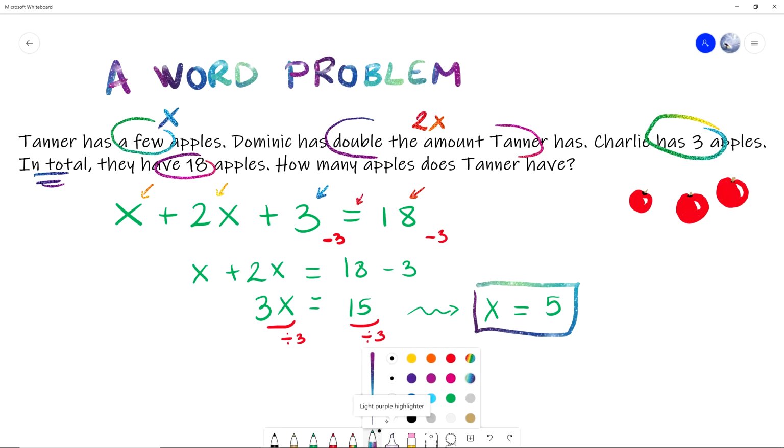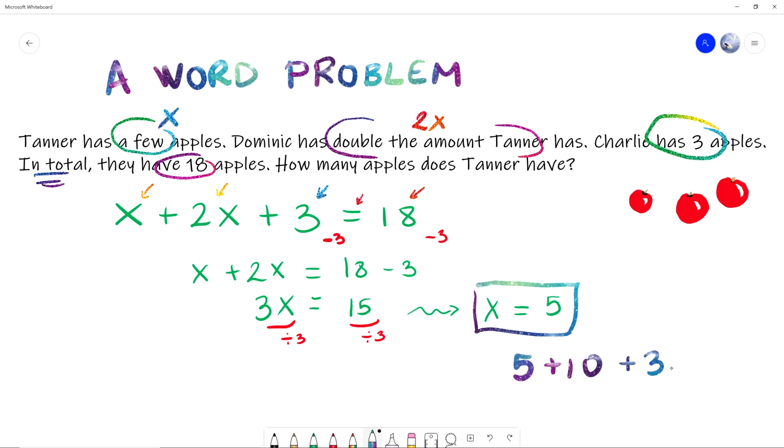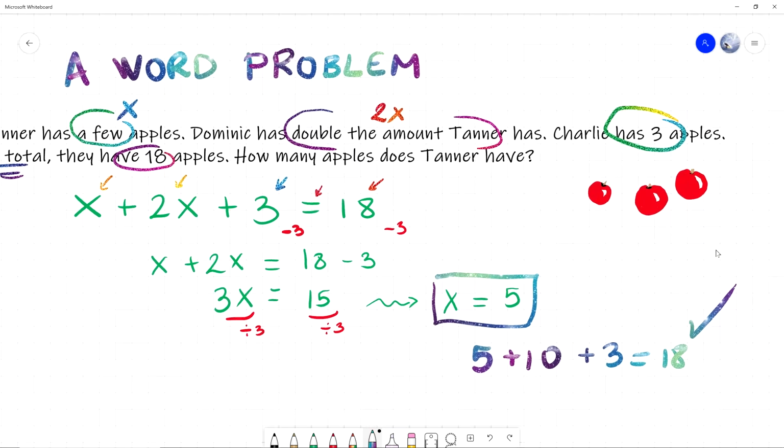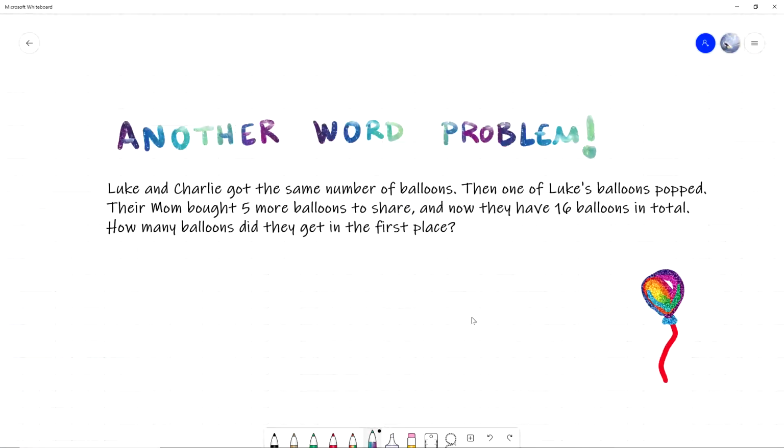Okay. So, if x equals 5, that would be 5 plus 10, so that's 15. 5, which is what Tanner has. 10, which is what Dominic has. So that's 15. Plus 3 equals 18. And that's 18, which is what the problem says they have. So 5 works. Very good. Thank you. And thank you, Charlie. This looks very good. Okay, let's try a different problem.